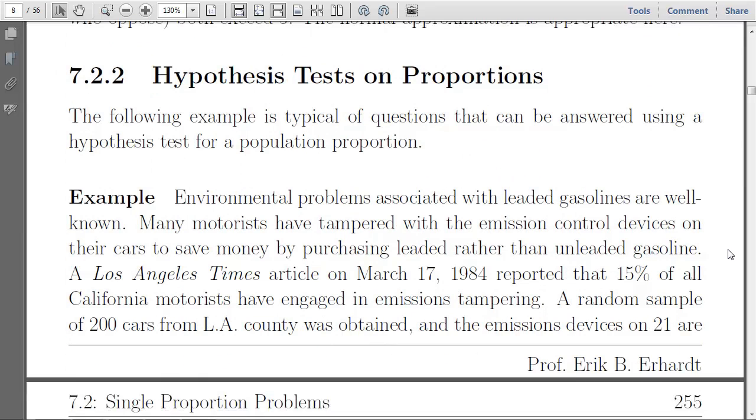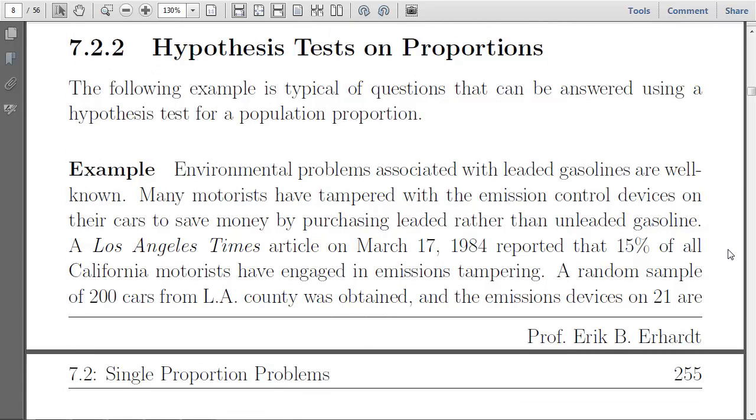All right. So that's a confidence interval. Let's look at a hypothesis test, or an hypothesis test, as you might say in England. So let's look at a question. Environmental problems associated with leaded gasolines. So this was back in the 60s, 70s, 80s, until leaded gasolines were phased out.